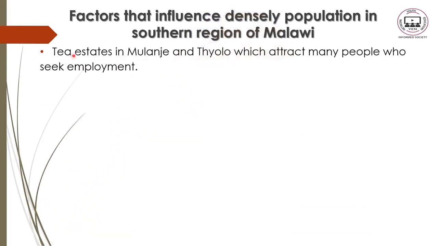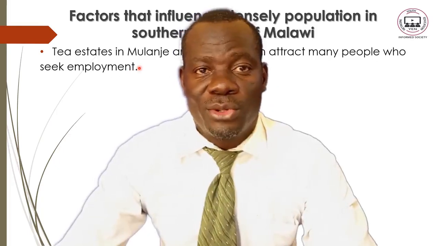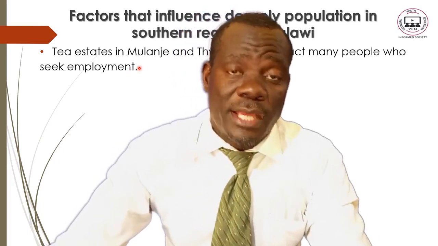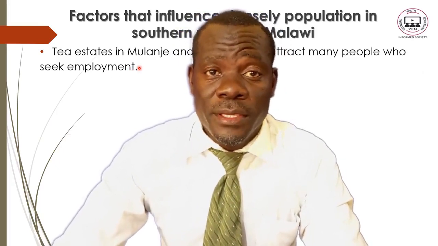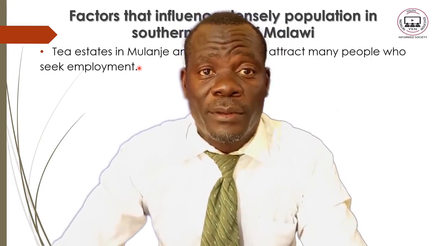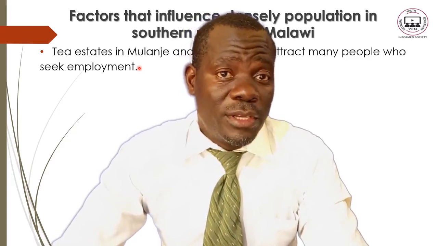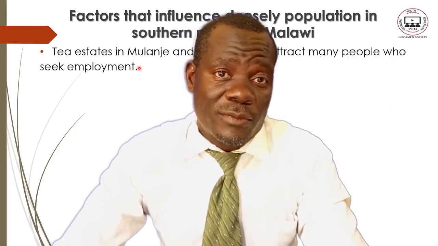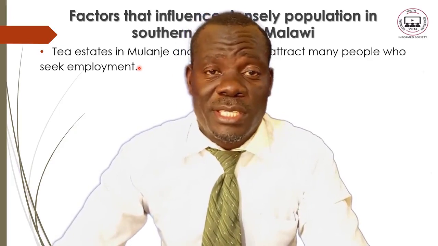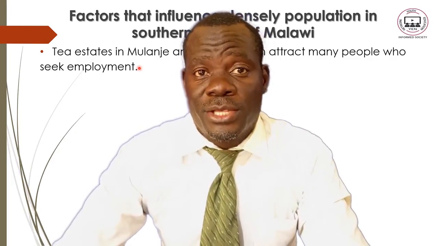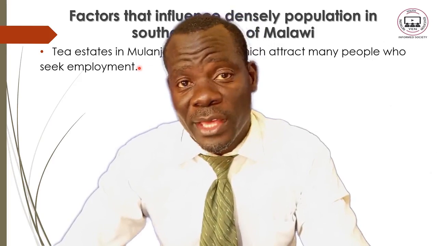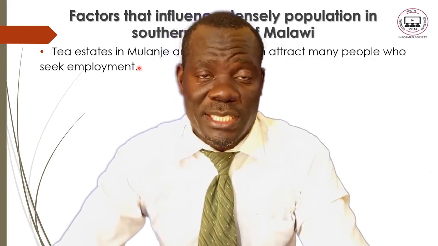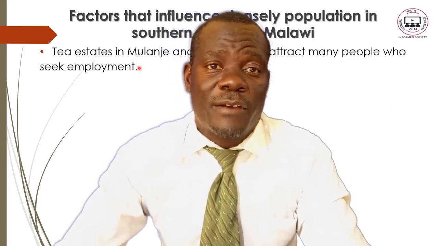Number one is tea estates in Mulanje and Thyolo, which attract many people who seek employment. So we are saying in Mulanje and Thyolo, there are tea estates. An estate is a very big farm. In a farm you need people to work, so because of that, many people go there to look for employment. As a result, they grow their families there.